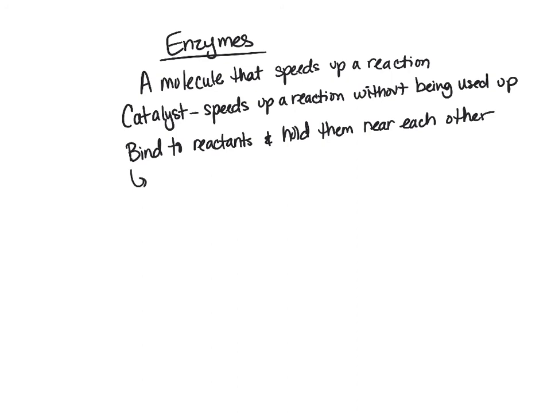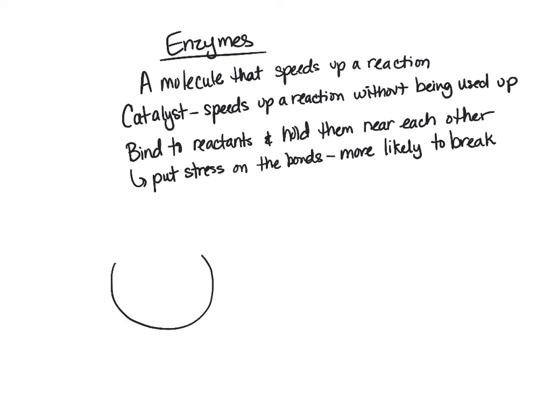When they do this, they put stress on the bonds so they are more likely to break. So if we take a look at this, the example of a molecule that can be drawn. This right here is our enzyme. It's this big lumpy molecule here. And remember, the enzyme is going to help speed up the reaction.